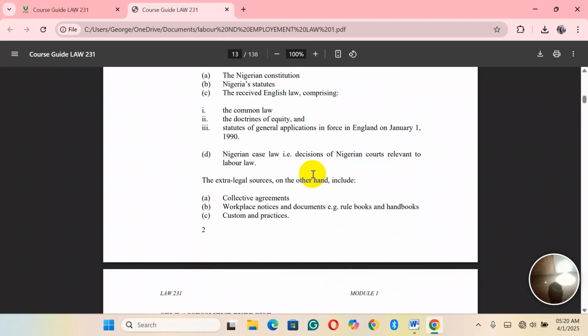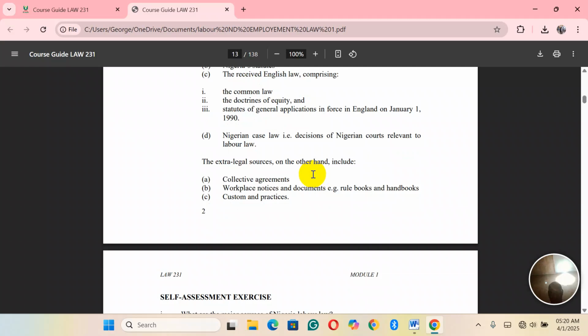And also, we're looking at Nigerian case law, that is, decisions of Nigerian courts relevant to labor law. The extra-legal sources, on the other hand, include the collective agreement, workplace notices and documents, rule books and handbooks, and also customs and practice. That's what we're looking at.